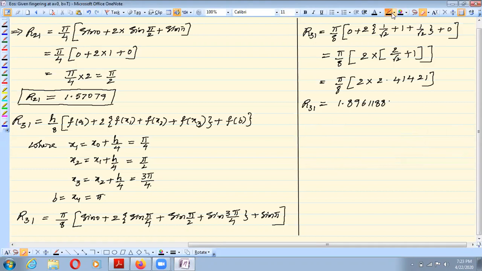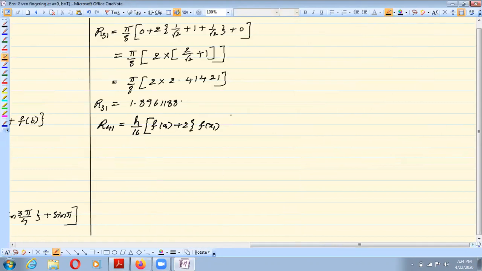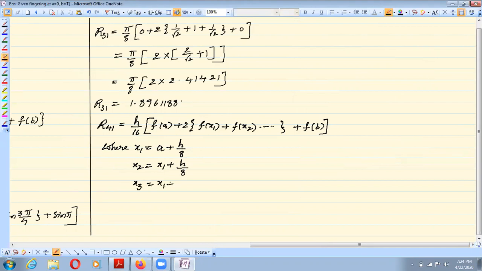So taking R41, that is equal to h by 16 into f of a plus 2 into f of x1 plus f of x2 up to and so on, plus finally f of b, where x1 is equal to a plus h by 8, x2 is equal to x1 plus h by 8, x3 is equal to x2 plus h by 8.